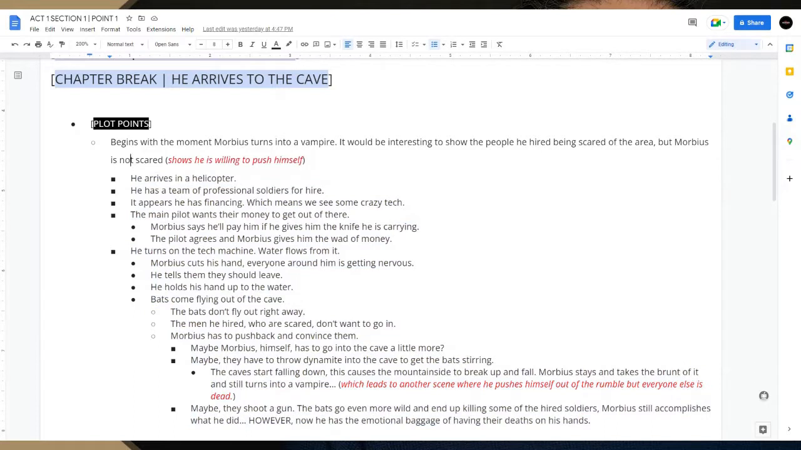He arrives in a helicopter. We need to show that. He has a team of professional soldiers for hire. We need to show that and establish that. It appears he has financing. We should establish that, which means we see some crazy tech, which, by the way, we would have to seed later in the script, right?